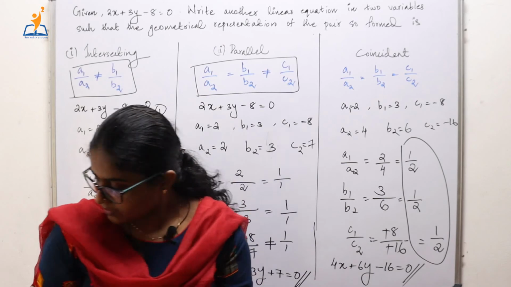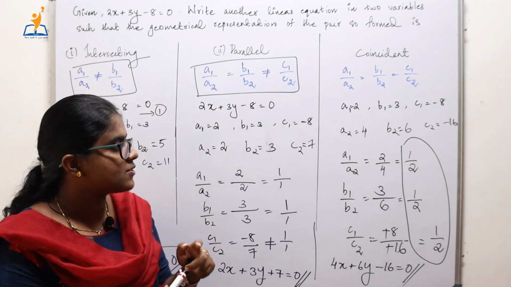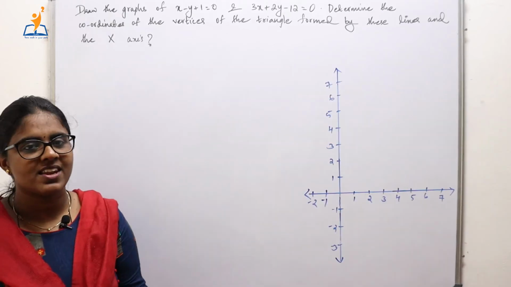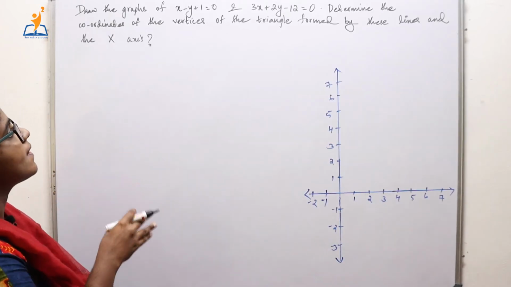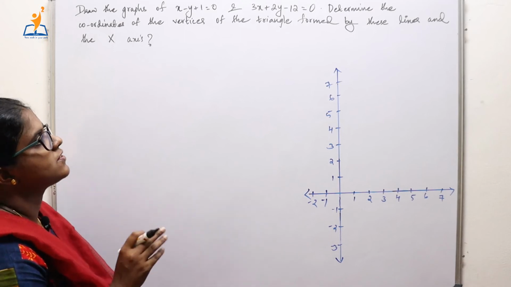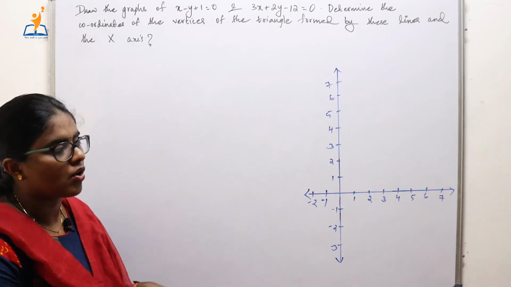So that's it. This question is a simple question. We will now do another question. Now the next question is, draw the graphs of x minus y plus 1 equals 0 and 3x plus 2y minus 12 equals 0.